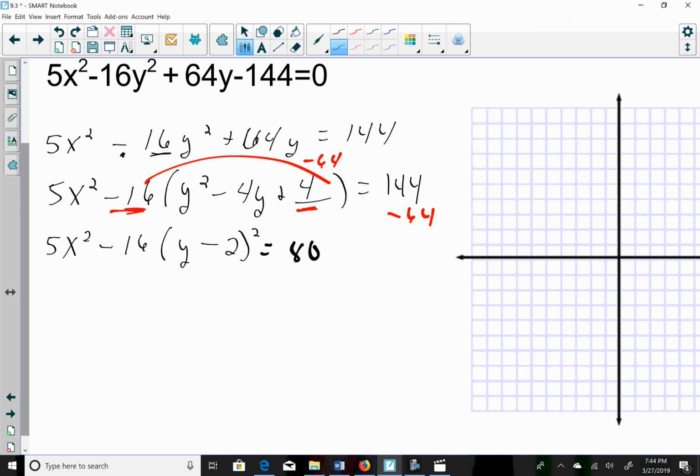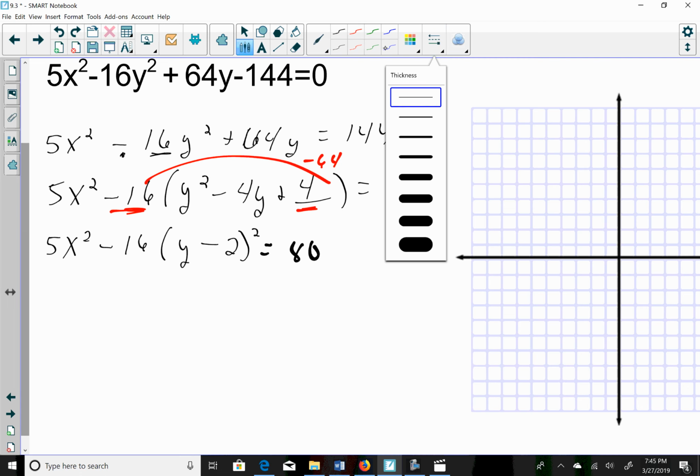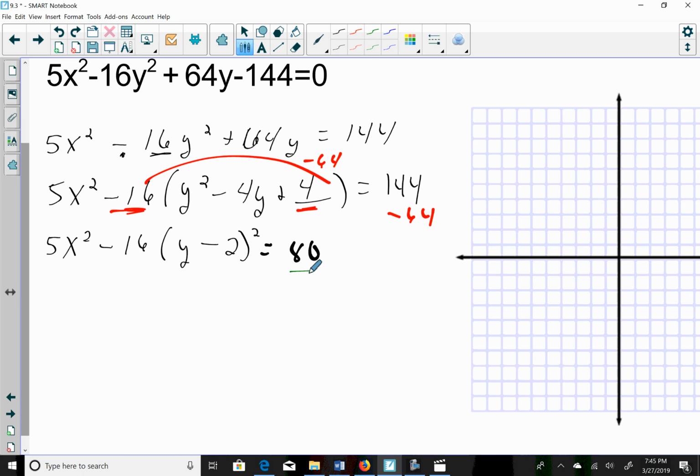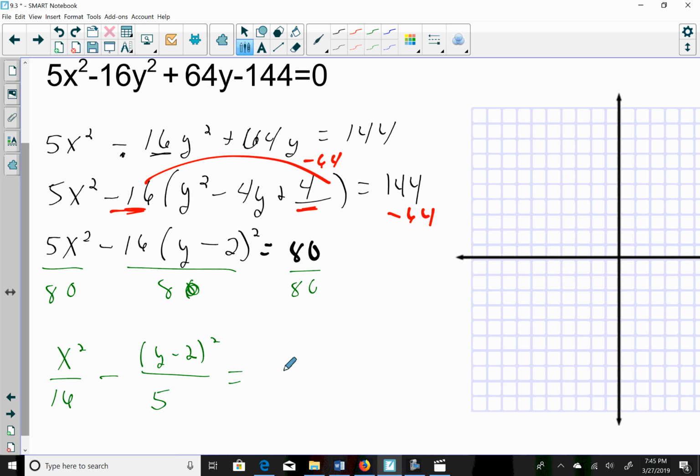Now, just like before, I have to set it equal to 1, which means I'm going to divide by 80. So I'm dividing everything by 80. When I do, and I'm still going to divide this 5x squared by 80, divide this by 5, divide this by 5, and I get x squared over 16 minus y minus 2 squared over 5 is equal to 1. So it's set equal to 1.